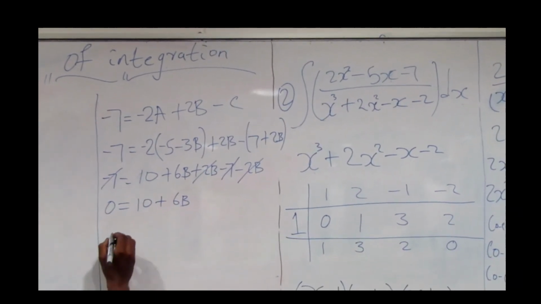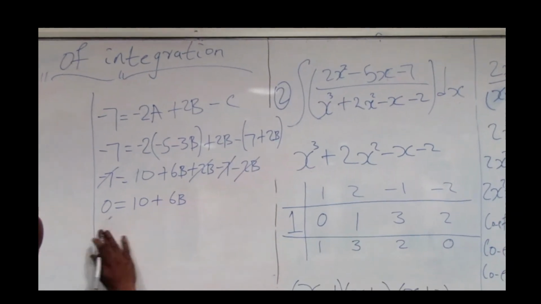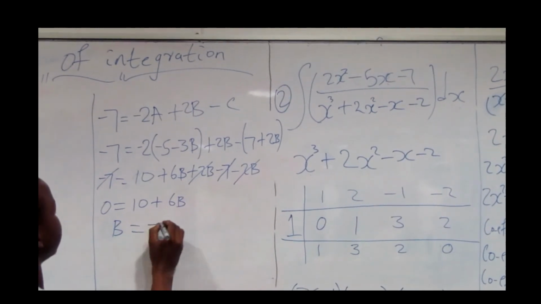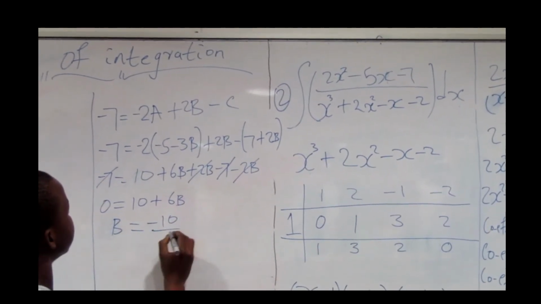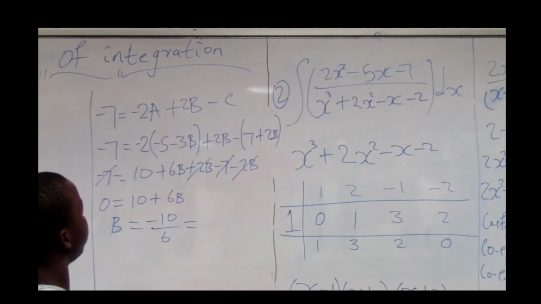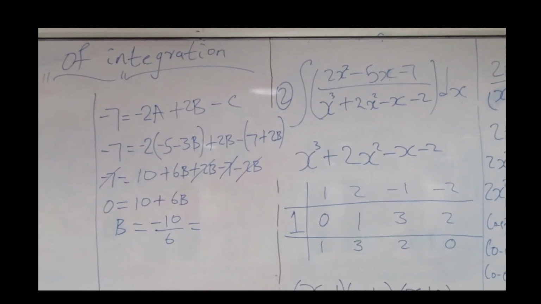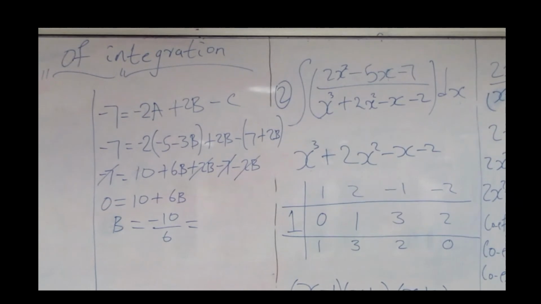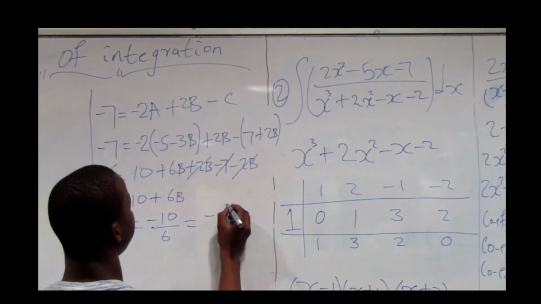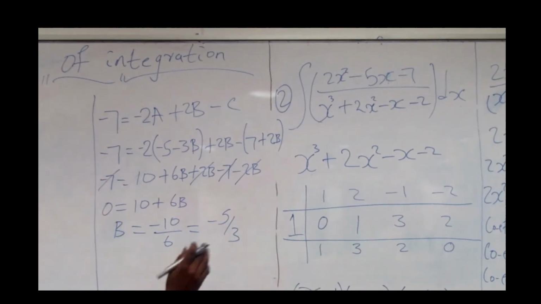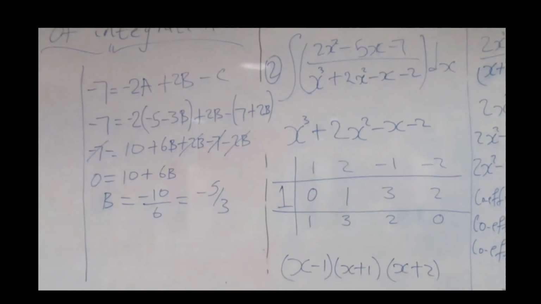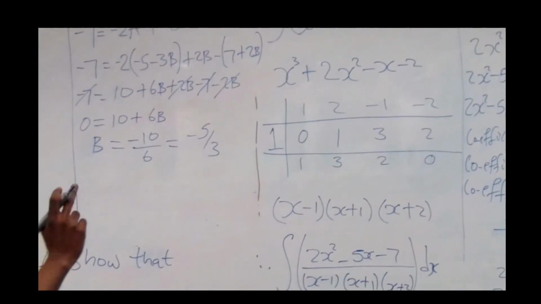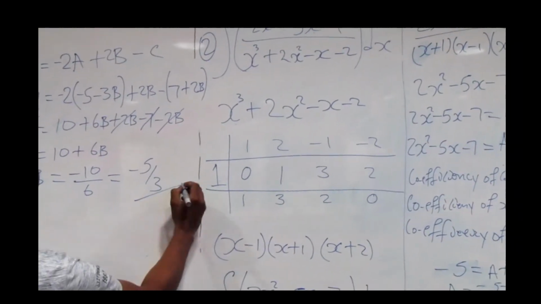Then we make b the subject of the formula. b, we take this 10 to the other side, it is -10 divided by 6. When you simplify this, I don't think we can simplify it, it's going to be -5/3. This is our b. From our b, we can calculate our c, we can calculate our a.